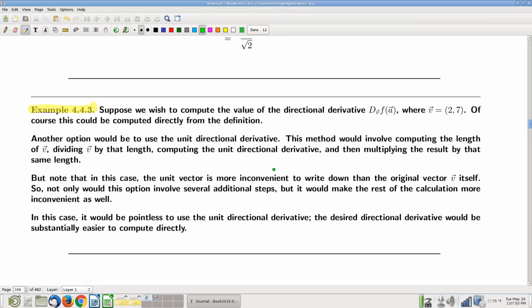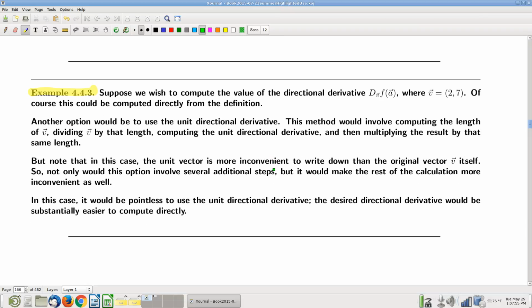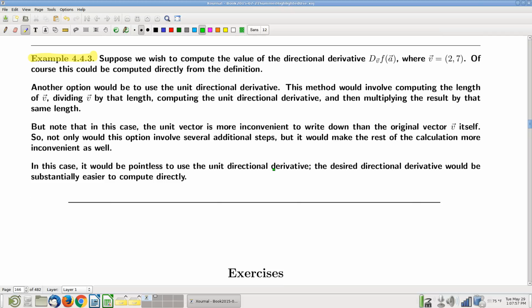This next example I want to do, I'm not going to go through details. I just want to point out that if you just reflexively go with unit directional derivatives, in some cases you're going to do completely unnecessary arithmetic gymnastics that accomplish nothing. So let's consider this scenario where you wish to compute the directional derivative. Got a velocity vector given to you, (2, 7).